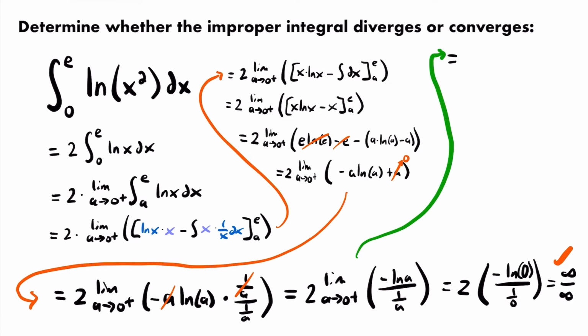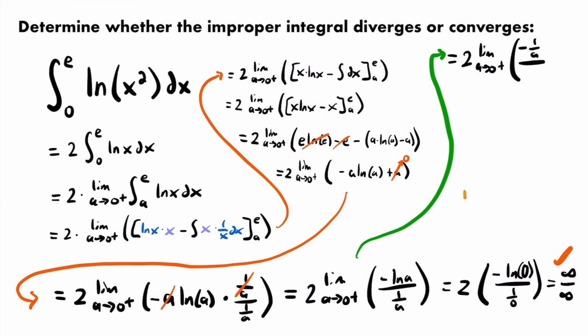We'll have that this is equal to 2 times the limit as a approaches 0 from the right, and then inside the limit, we'll have the derivative of the natural log of a in the numerator, and we are taking a derivative with respect to a here, and so the derivative of the natural log of a will just be 1 divided by a. But don't forget about this negative here, so what we will have is a negative 1 divided by a divided by the derivative of 1 divided by a.